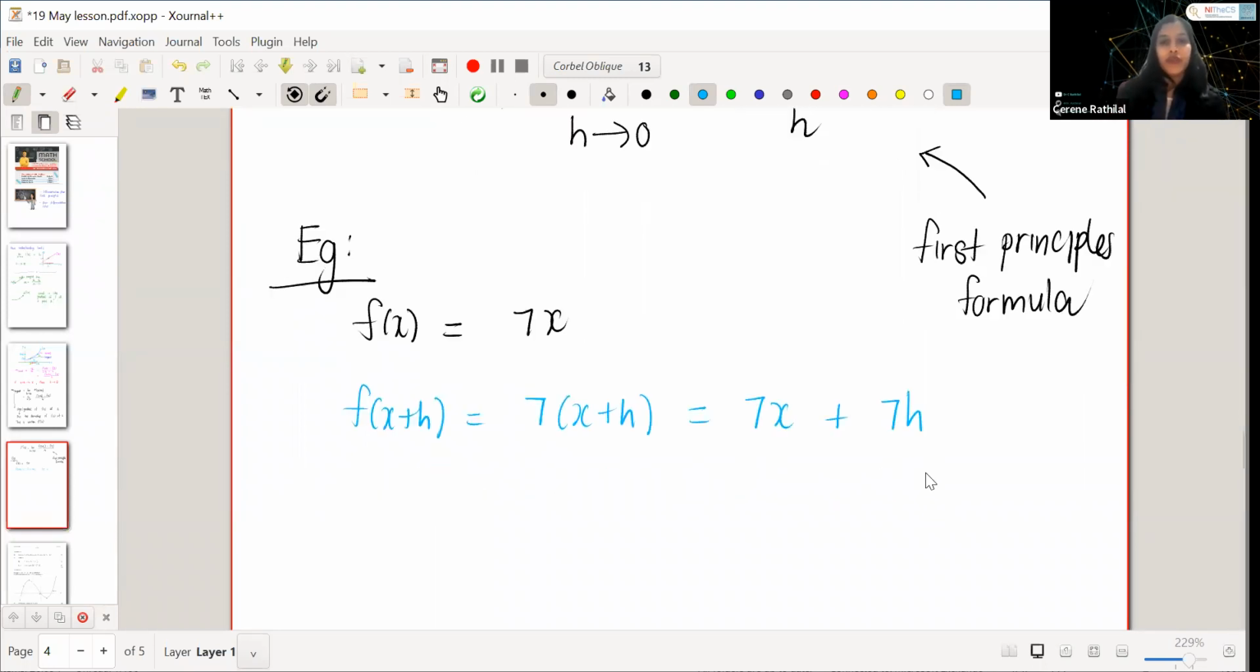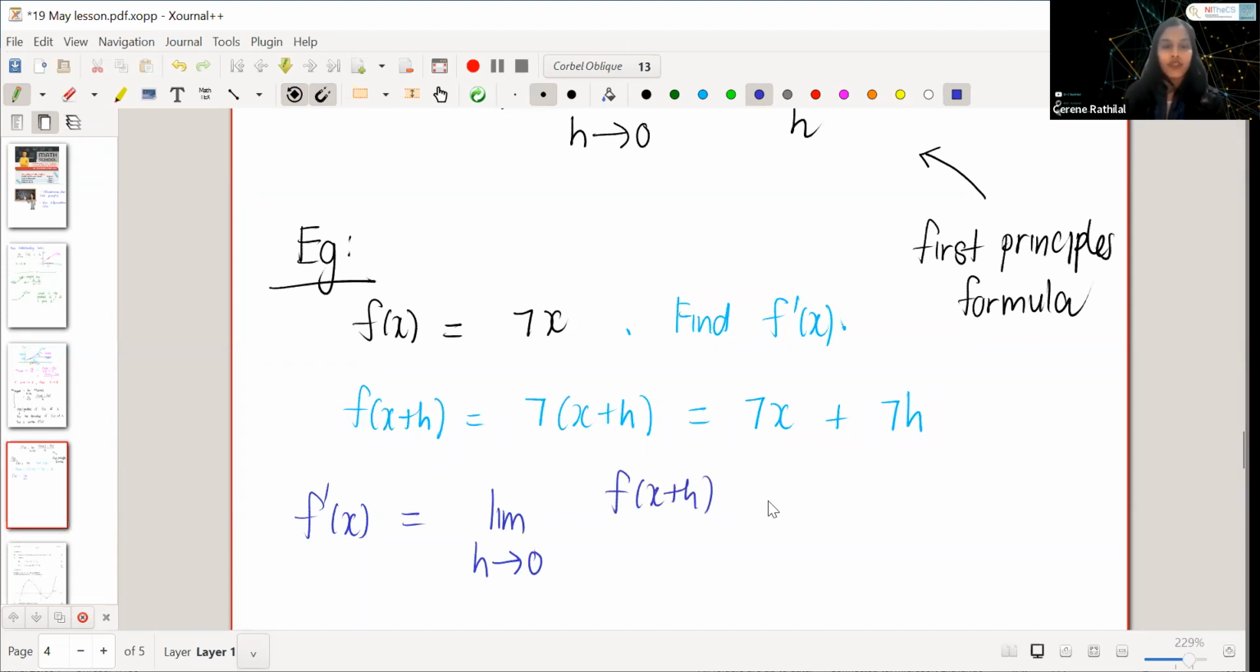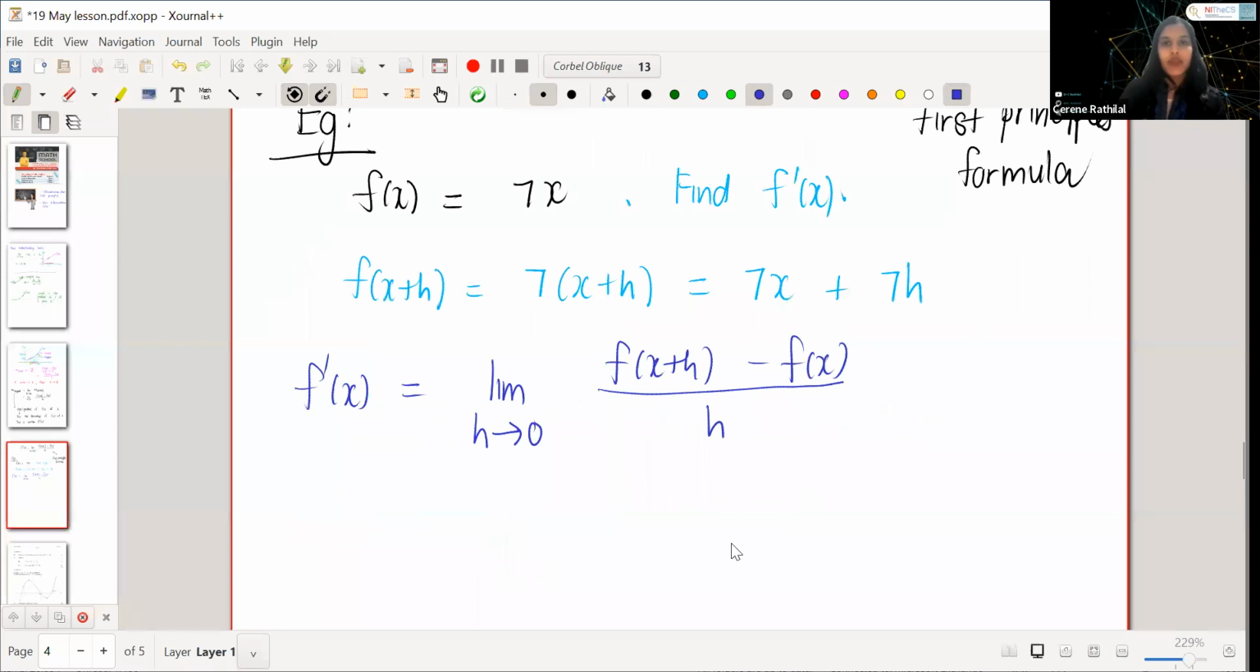Wonderful. So the question is, find f prime of x. The first thing you should do is write down your formula. f prime of x is equal to the limit as h approaches 0 of f of x plus h minus f of x divided by h. That's what we've got. We now substitute in.